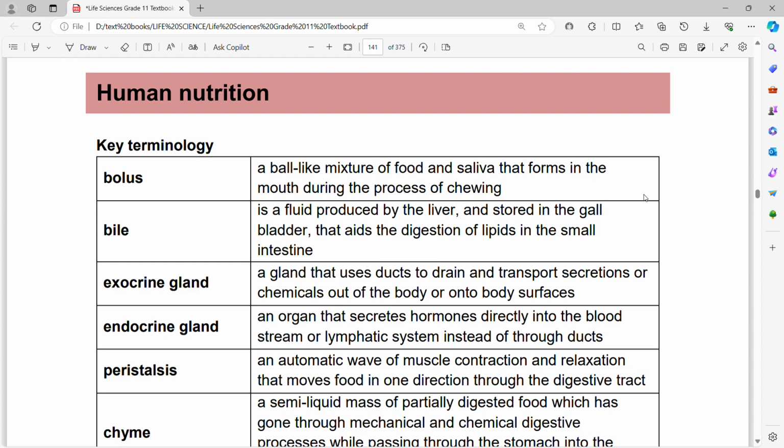Then we have exocrine gland and endocrine gland. Exocrine glands are the glands that use ducts to drain and transport secretions or chemicals out of the body or onto the body surface, and endocrine glands secrete hormones directly into the bloodstream or lymphatic system instead of through a duct. So an example of an exocrine gland is your sweat gland. The sweat comes out of the body onto the surface of the human body. So the sweat gland is an example of an exocrine gland.